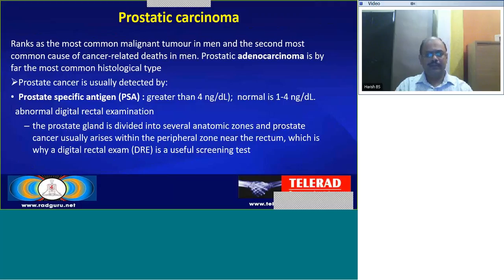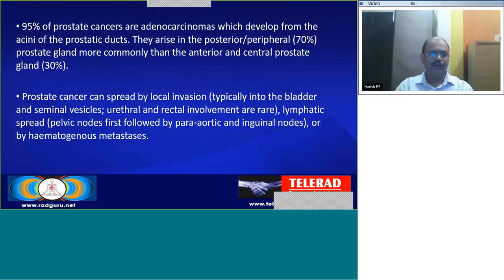The prostatic cancer usually arises from the peripheral zone near the rectum, where it can be easily identified by screening digital rectal examination. So these two are the initial two screening methods. That is, the one is the PSA levels, and then the abnormal digital rectal examination. These two abnormal findings should be a precursor for further evaluation of the prostate for cancer.